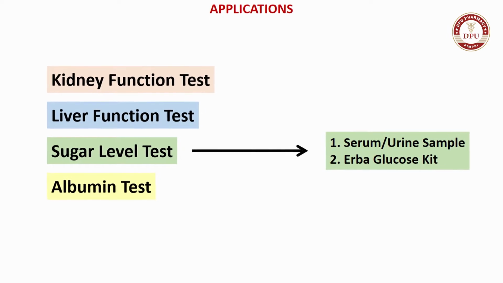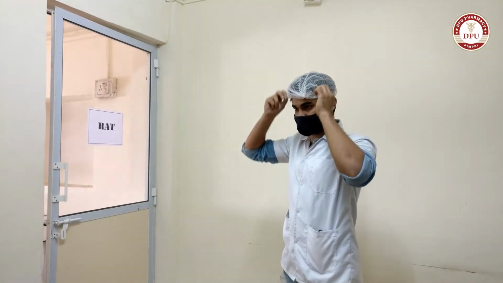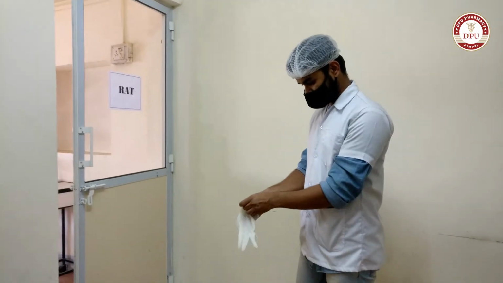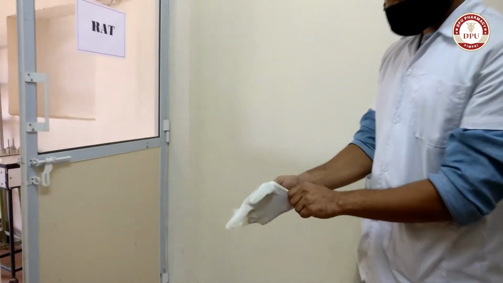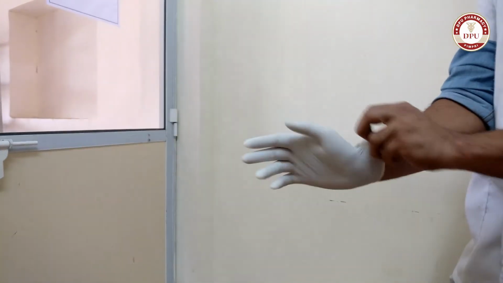In this experiment, we will be isolating serum from the rat blood. So let us proceed with the serum preparation. There are some safety measures we adopt before entering the animal house. That is, wearing of the lab coat, head mask, as well as the gloves.